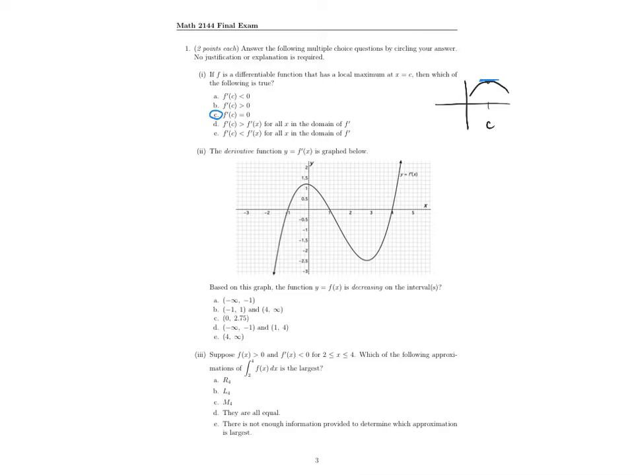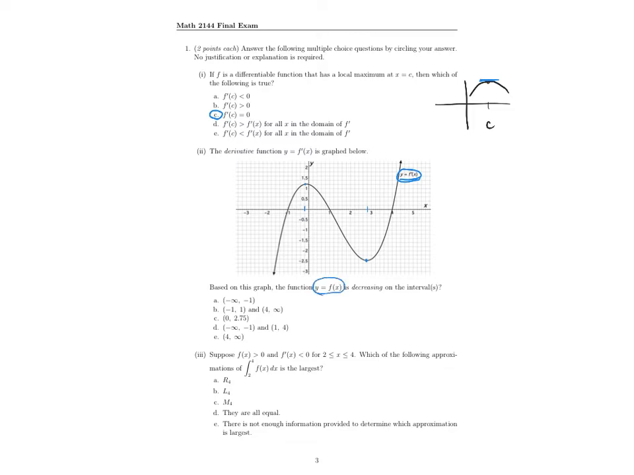For the next one, it says, based on the graph, the function is decreasing on which intervals? If I look, it looks like from here to here is where my function is decreasing. Hold up. What I have here is a graph of f prime. Sorry, I didn't notice that at first. The graph that I have is of f prime, and the question is about the graph of f.